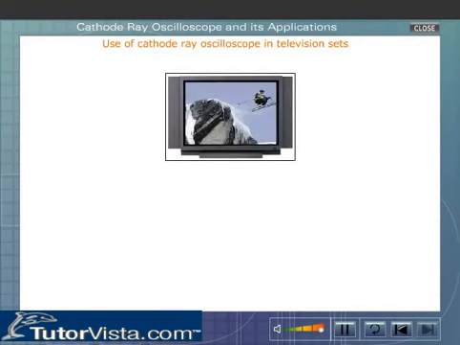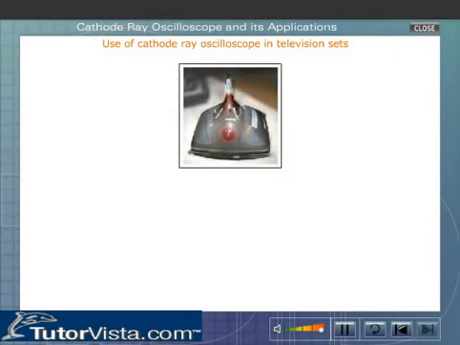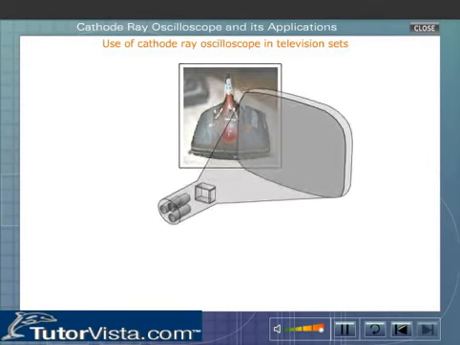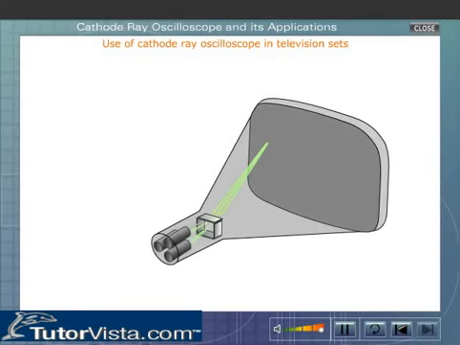Use of cathode ray oscilloscope in television sets. In a television set, a cathode ray oscilloscope is used as the picture tube. The video signals sent out from the TV transmitter are applied across the deflecting plates. The deflecting plates are used so that the electron beam scans the screen.